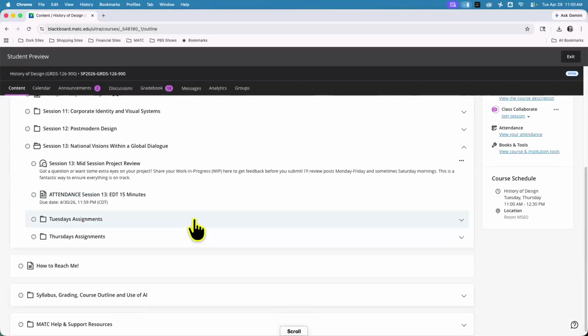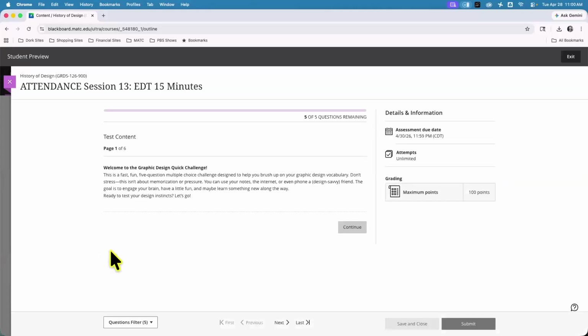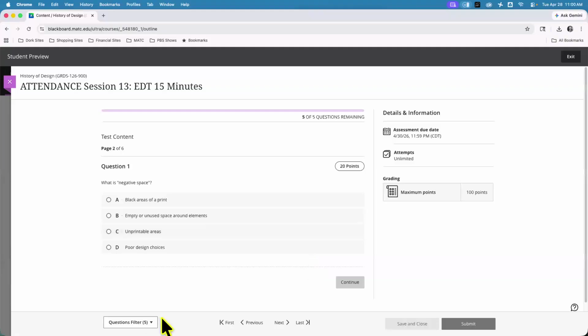So great, so great. As usual, we have the mid-session project review. You set up your stuff there. I check in the midweek and you improve your work. Always do the attendance. What is negative space?